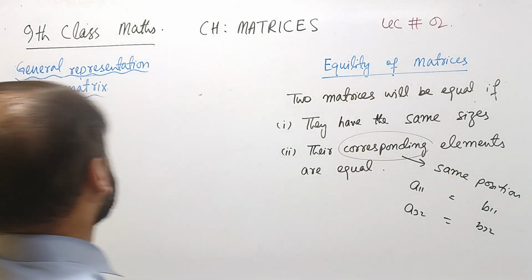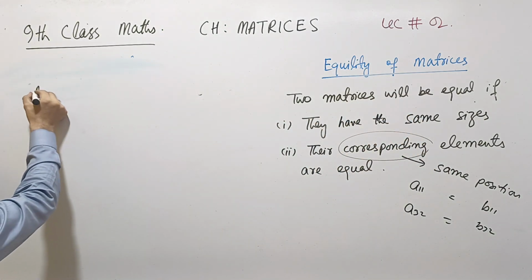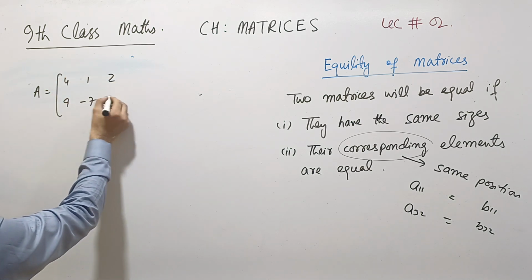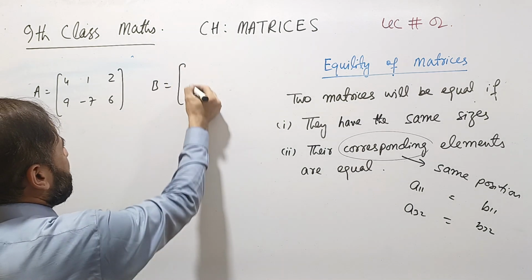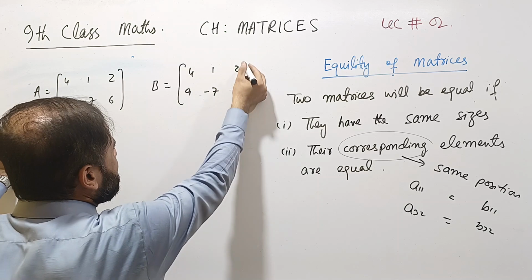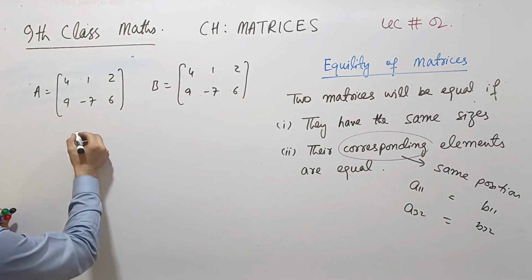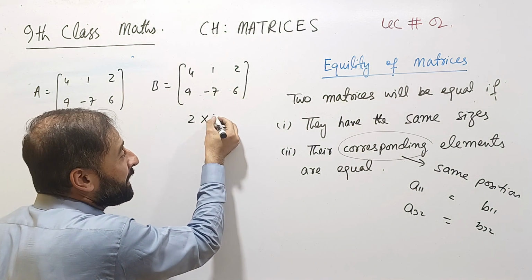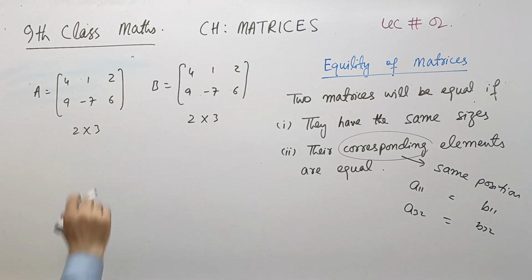For example, students, if I write two matrices, 4, 1, 2, 9, minus 7, 6. This is matrix A and this is matrix B. So what do you see on the board? You see two matrices. Of course, their size are same. It has size 2 by 3, and similarly the size of matrix B is also 2 by 3. Their size are same and their corresponding elements are also the same.